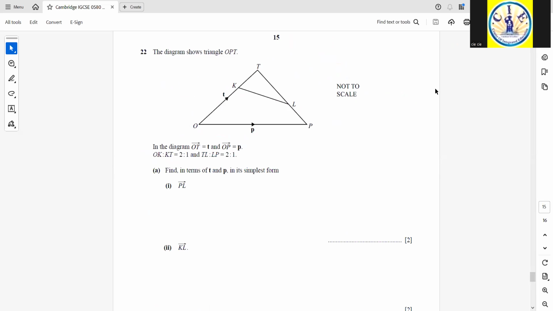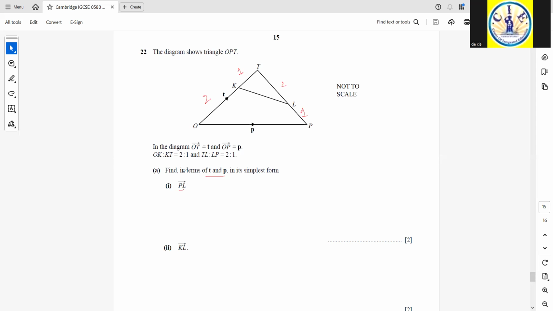Then it is question number 22. The diagram shows triangle OPT. In the diagram, OT is equal to T, this one, and OP is equal to P, this one. The ratio KT is 2 to 1. So this portion is 2 and this is 1. Then TL to LP is 2 to 1 as well. Find, in terms of T and P in its simplest form, PL.